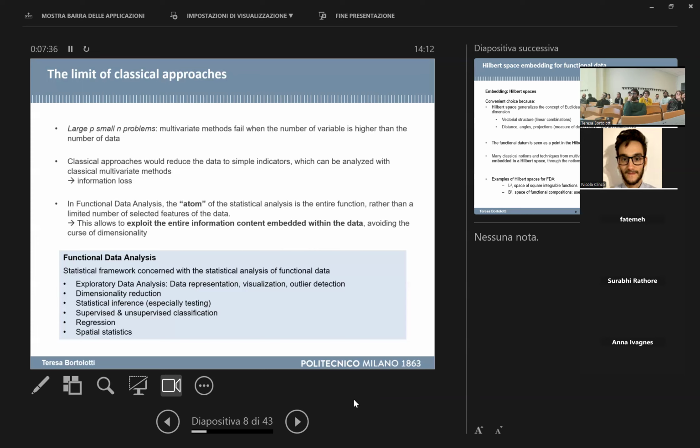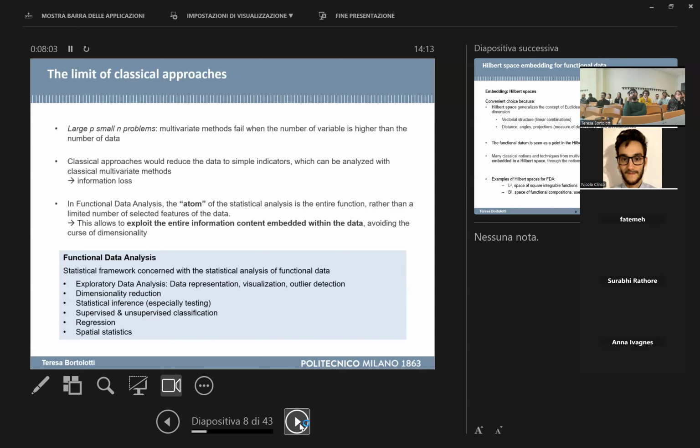It has been very active in the past 20 years, and basically was able to extend to the functional setting all the statistical methodologies that we have in a scalar and then multivariate setting. So of course, you have tools for exploratory data analysis, dimensionality reduction, statistical inference, regression, spatial statistics, and so on and so forth.